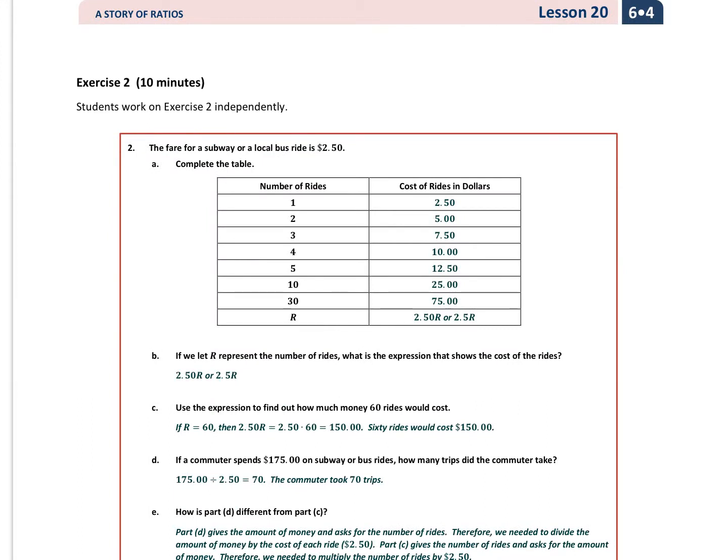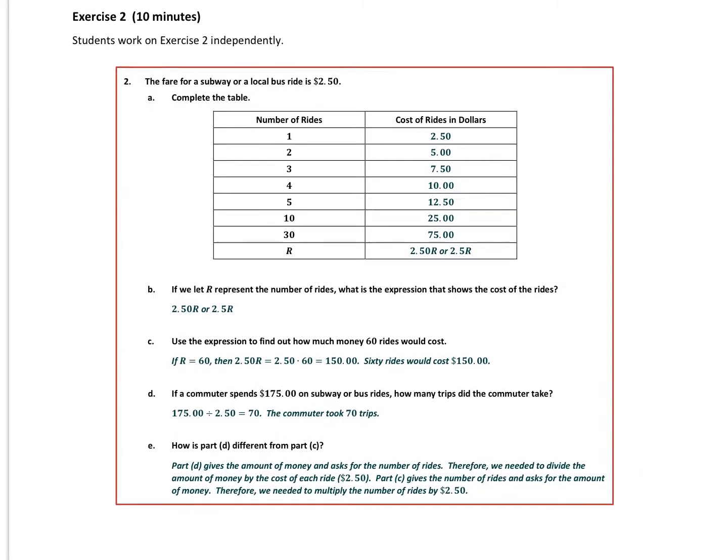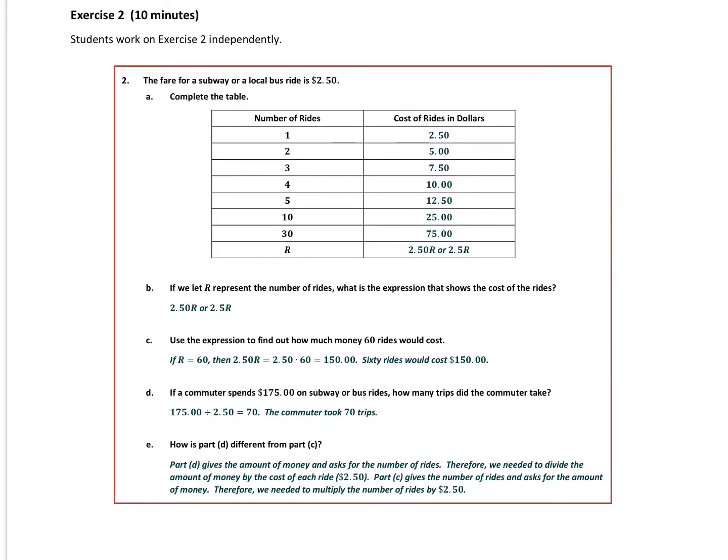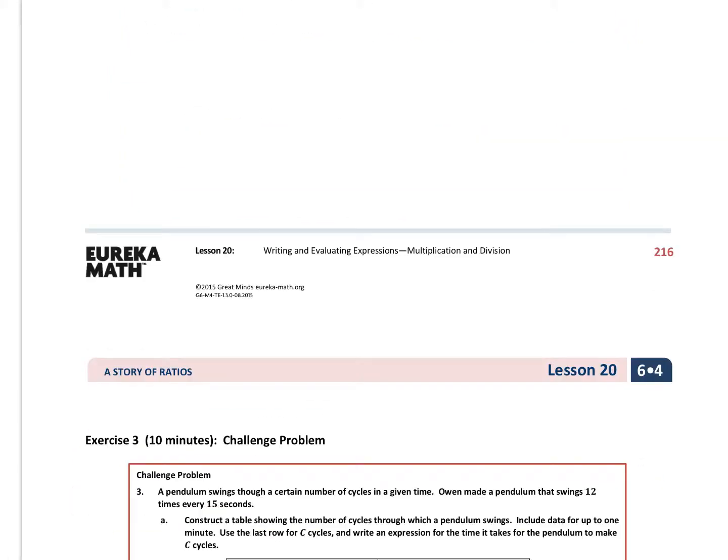Exercise 2 is basically the same exact thing. It was actually, I think, a little bit easier because you don't have to think of it in terms of nickels. It's just dollars. So $2.50 per ride. It would cost $150 for 60 rides. $175 would get you 70 trips. And D and C are again different because one's solving for rides and one's solving for dollars.